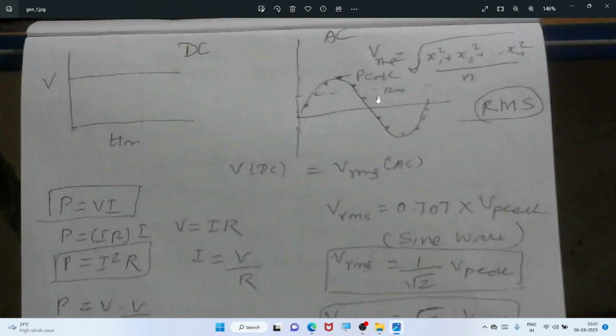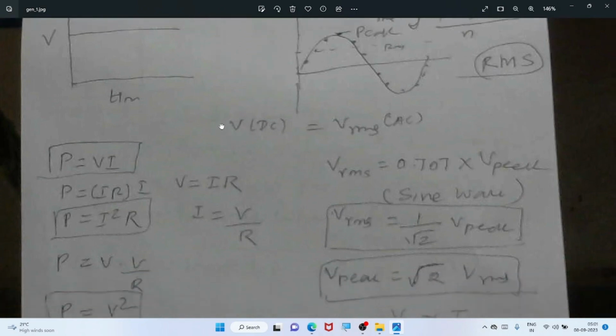Okay, for the sine wave we can say V RMS equals 0.707 into V peak. Okay, V peak, only for the sine wave, this formula.